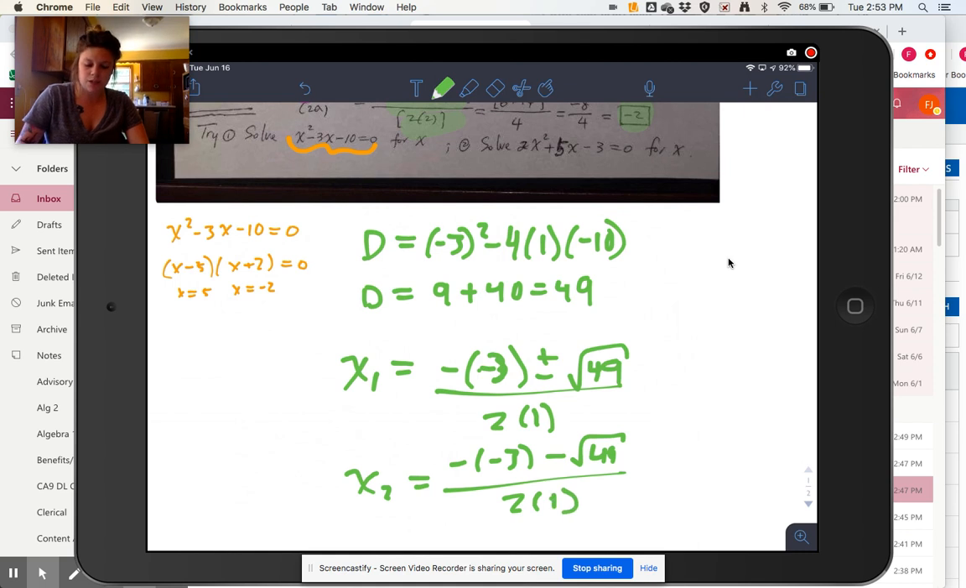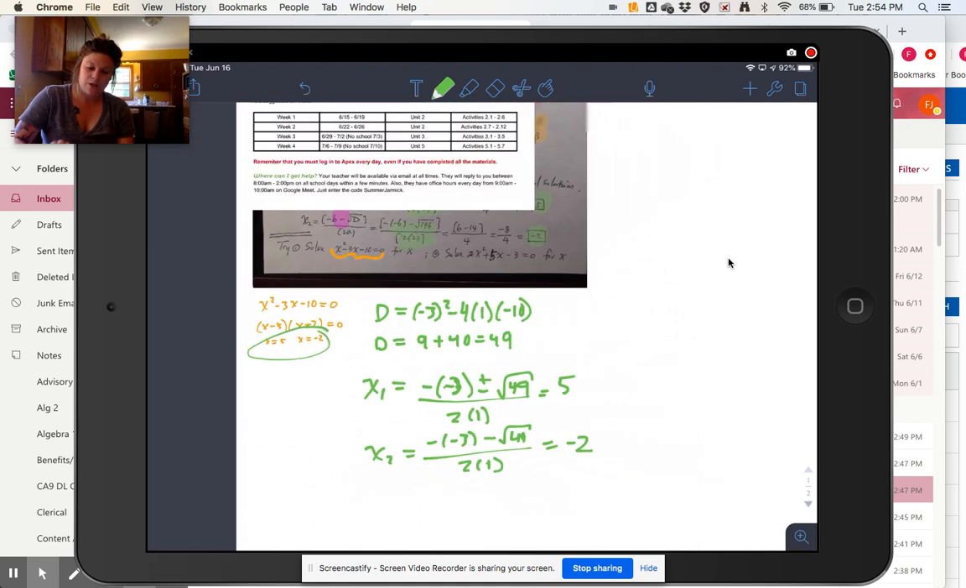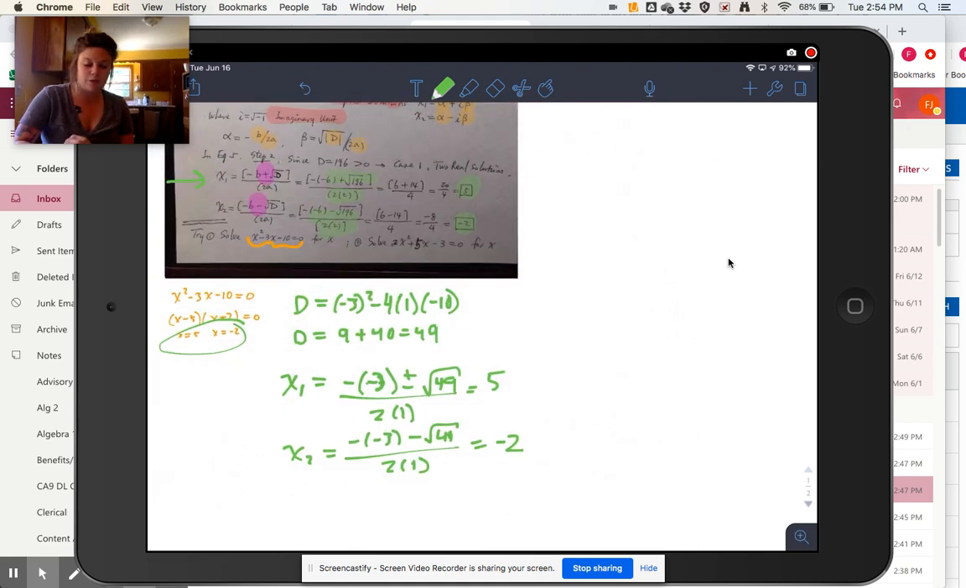And I'm sure you understand how to do this, but we should get the same answers that we got over here, right? It's just 2 different strategies. And so when we substitute, this one I think is going to be the -2, and this one is going to be the +5, I believe. So that would be what he's talking about there.